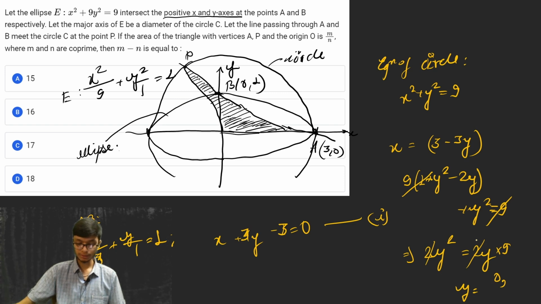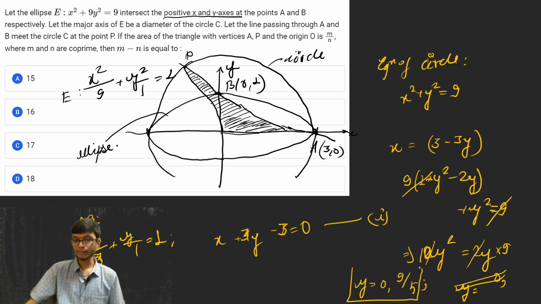so let me again check it. Okay, y square is basically 10y square, not this one, so that is wrong. So this will give me one of the y values as 0, and the other value is 9 by 5. Okay, 9 by 5, yeah. So that's the two values. That means the point P is not equal to 0, that means point P has y coordinate 9 by 5.